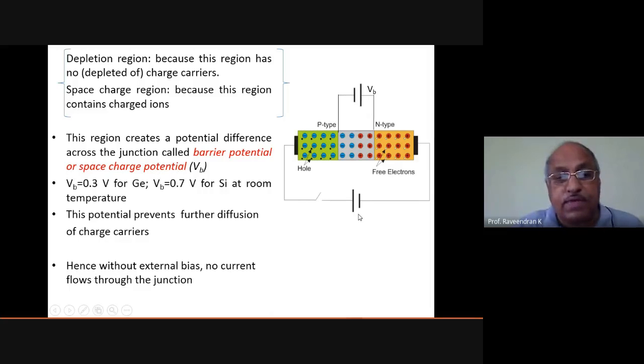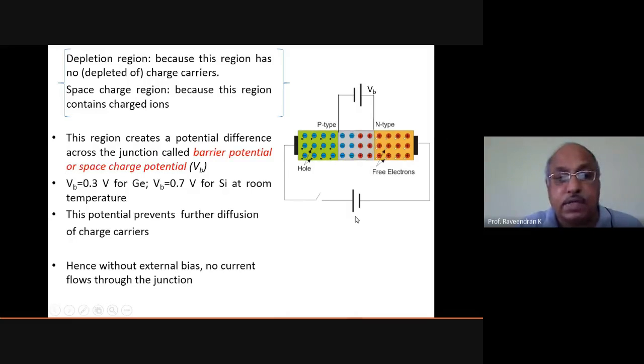If the applied EMF is E, then VB will be opposed to the applied voltage E. So E has to drive a current through this by making up this voltage. Then only the current flow will be constant. So this opposing voltage has to be overcome by the applied voltage.